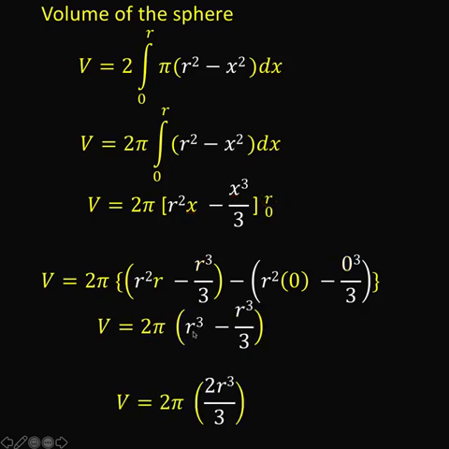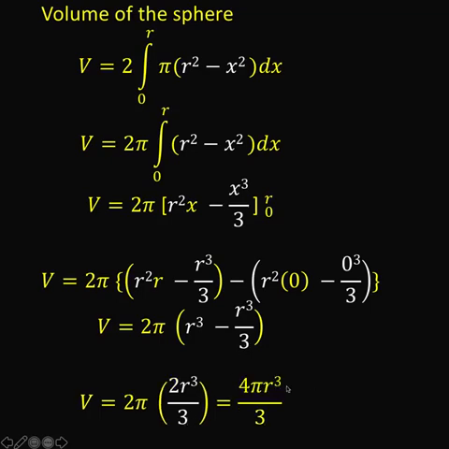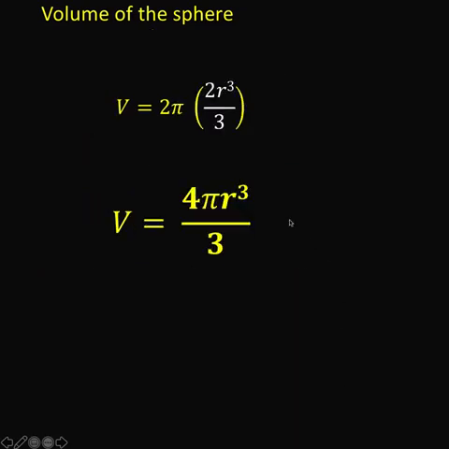Then simplifying this, copy 2 pi, r cubed minus r cubed over 3 is 2r cubed over 3. And simplifying further, 2 times 2 is 4, copy the pi, copy the r cubed, and copy the denominator 3. And so, we now arrive at this formula, which is also equivalent to 4 over 3 times pi r cubed.